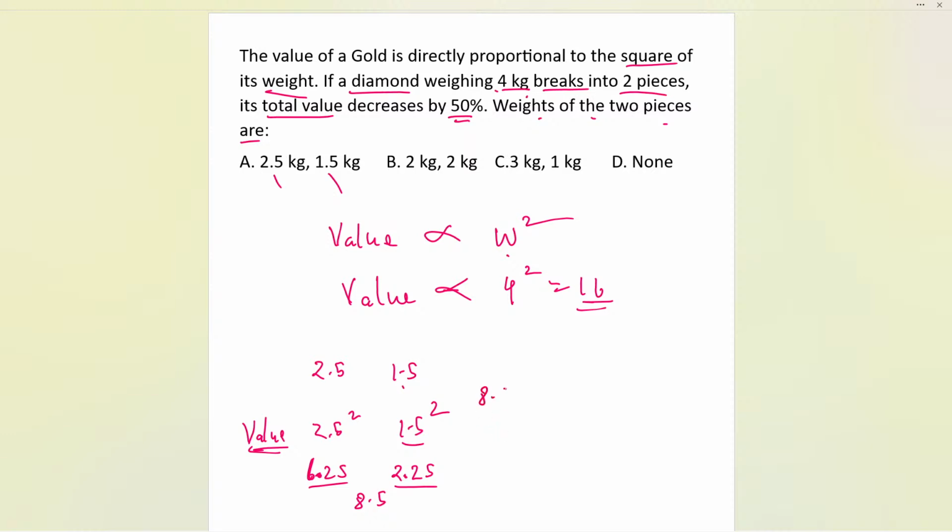So 8.5 upon 16. Acha, if you see, we have 0.5 extra. 8 by 16 is 50% for sure, but now this is coming out to more than 50%. That is not the answer. B option, let us check it now.